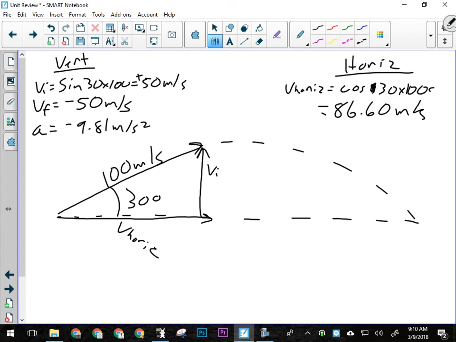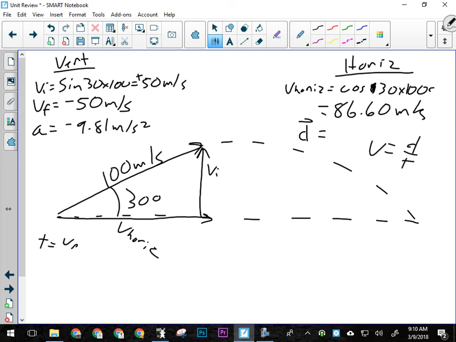I'm still trying to find horizontal displacement. What do I need? What formula did we say we use for horizontal all the time? V equals d over t. So what do I still need? Time.